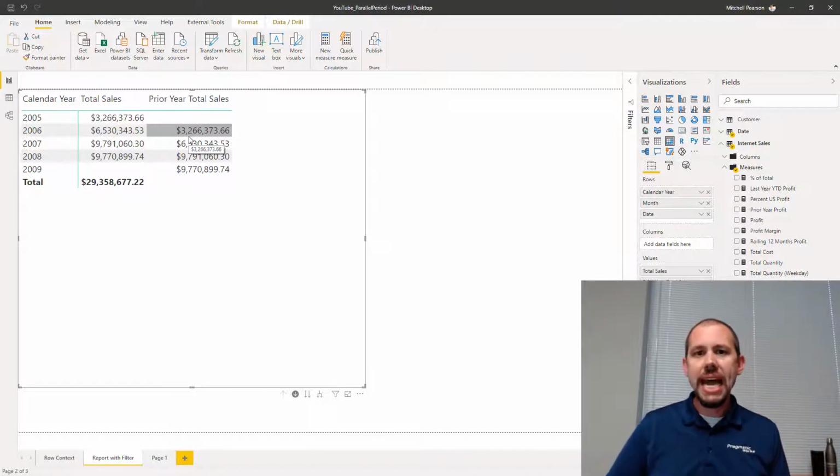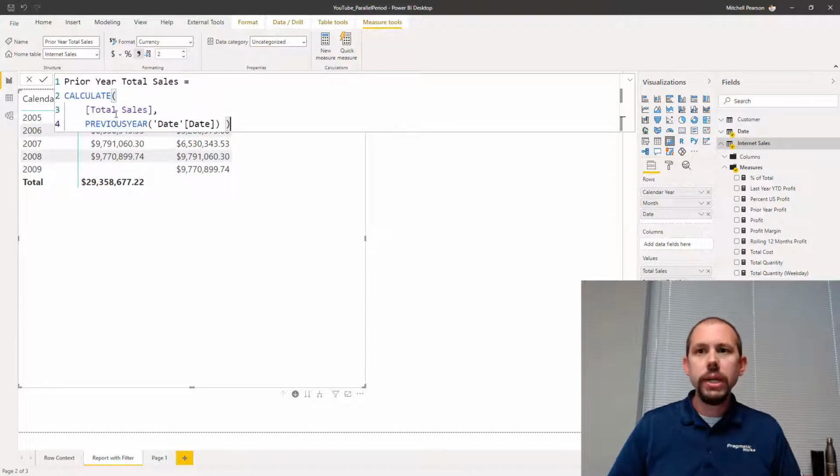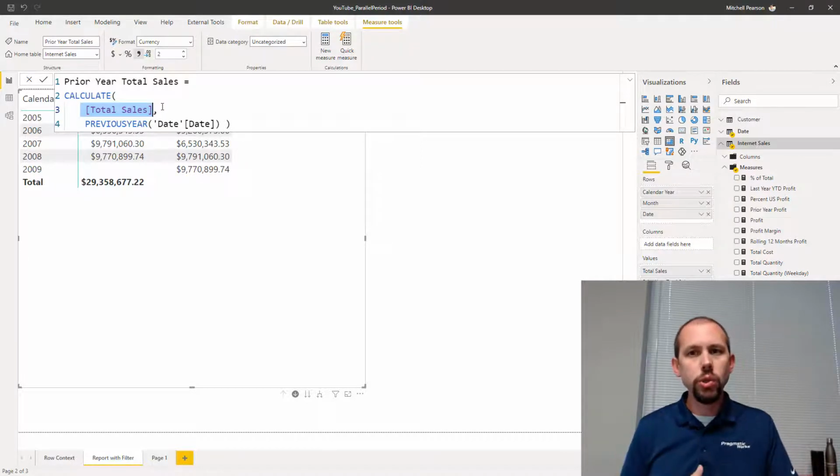So let's take a look at the DAX first, and then we're going to take a look at what's going on here and why it's different. So in the DAX that we've written here, you can see we're doing calculate. So we're saying evaluate an expression. The expression we're going to evaluate is total sales for the previous year.